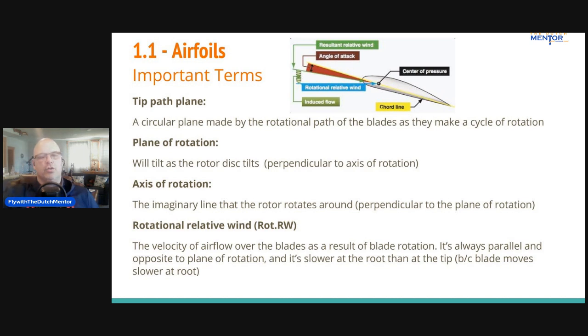Here it talks a little bit about the tip path plane, the circular plane made by the rotation of the path of the blade. So you have to imagine, as the rotor goes around, the outer tip and what that tip path plane will look like. That's the plane of rotation. And then the axis of rotation is the imaginary line that the rotor rotates around, perpendicular to the plane of rotation itself.